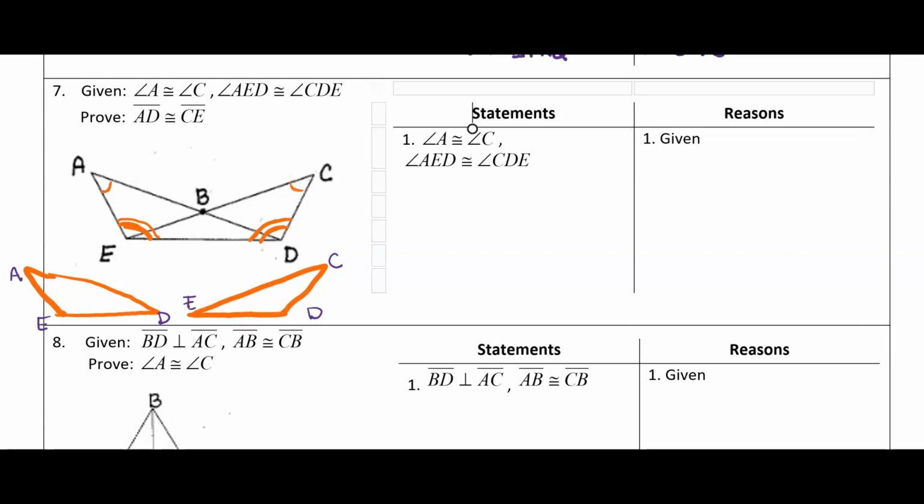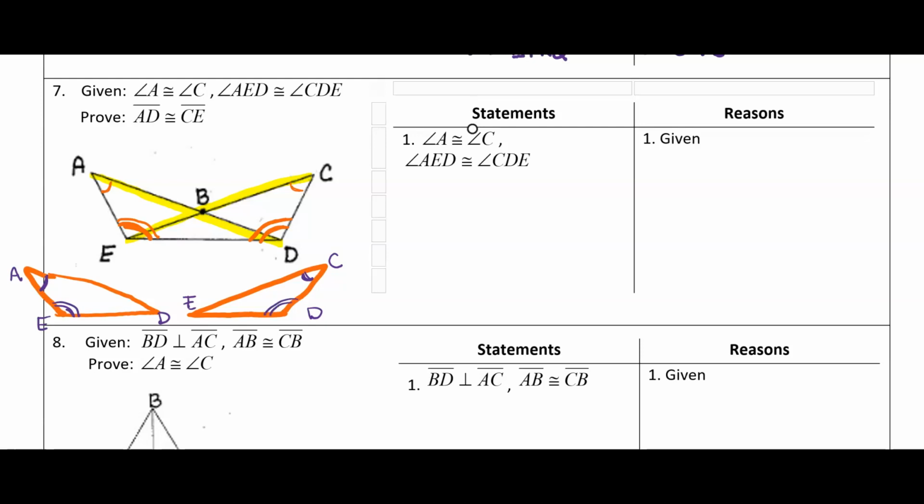Before we do that, let's see what we are trying to prove. We are trying to prove this segment AD is congruent to this segment CE. If I can prove the triangles congruent, then I can say those parts are congruent. So now, let's go to this. I was given A is congruent to C, and AED is congruent to CDE.